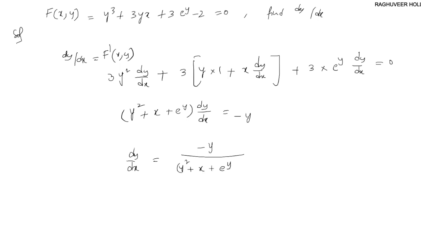Now dy by dx is equal to minus y by y square plus x plus e to the power of y. Okay, so this is the solution.